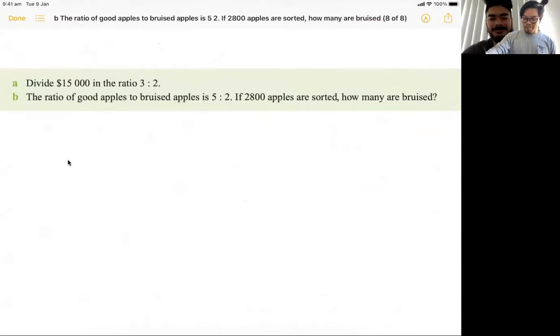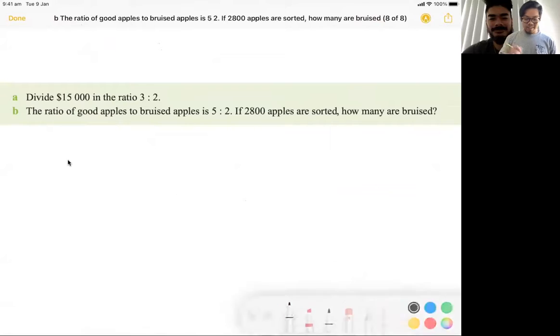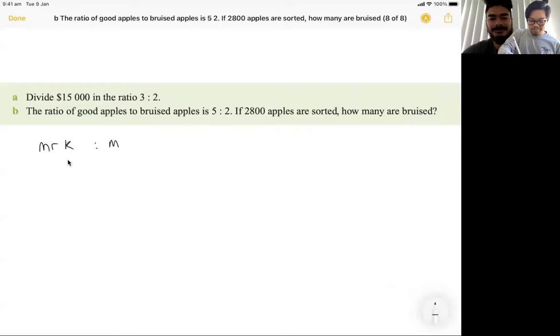So for this question, we're dividing $15,000 into the ratio of 3 to 2. And who's going to get what? Let's say Mr. K to Mr. Chambers. So Mr. K to Mr. C. I'm going to get 3 parts, and Mr. Chambers is going to get 2 parts. Okay, so I'm going to get 3, he's going to get 2.